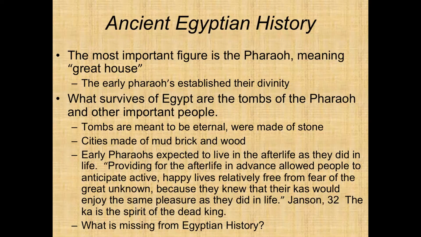So what survives of Egypt are the tombs of the pharaoh and other important people. So tombs are meant to be eternal. They were made of stone. The cities were made of mud, brick, and wood, and those are long gone.